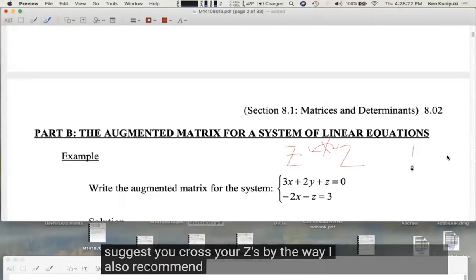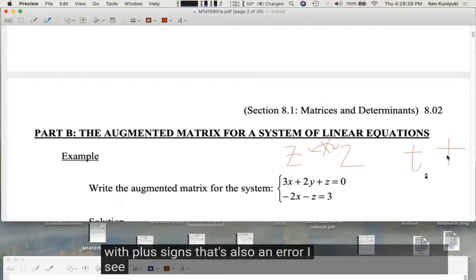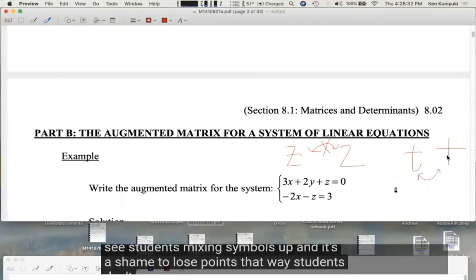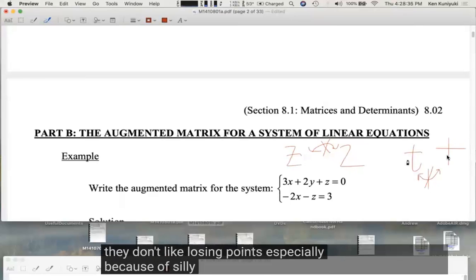By the way, I also recommend you curl your t's, give them tails, so you don't confuse them with plus signs. That's also an error I see, students mixing symbols up. And it's a shame to lose points that way. Students don't like that. They don't like losing points, especially because of silly mix-ups like these.